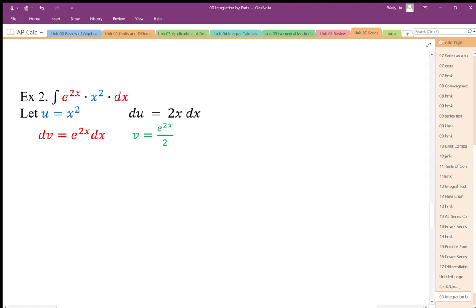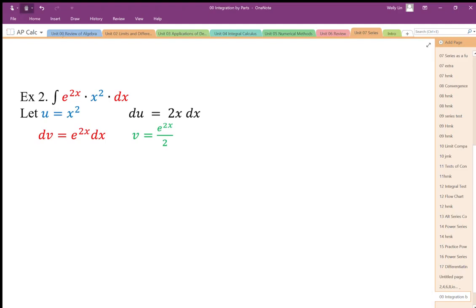Now the way I choose it, I have to choose a u piece and a dv piece. And the way I choose it is, I need to select the dv part to be the most complicated part that I can integrate. So my choices would have been e to the x dx or x squared dx as my dv piece. Well, x squared dx I can integrate, no problem. e to the 2x dx I can integrate as well, and this one is more complex than the x squared version of it. Okay, so I'm going to choose that one as my dv part.